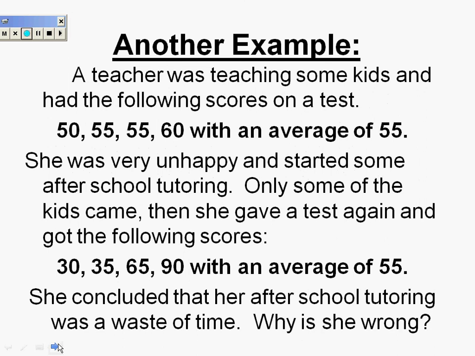So I want to give you another example. Suppose a teacher was testing some kids and had the following scores on a test: 50, 55, 55, 60. She averaged it and she got 55. She was very unhappy and started some after-school tutoring. Only some of the kids came, and then she gave a test again, and she got the following scores: 30, 35, 65, and 90. She averaged it, and she got 55 again. So she concluded, wow, my after-school tutoring did absolutely nothing. What a waste of time.